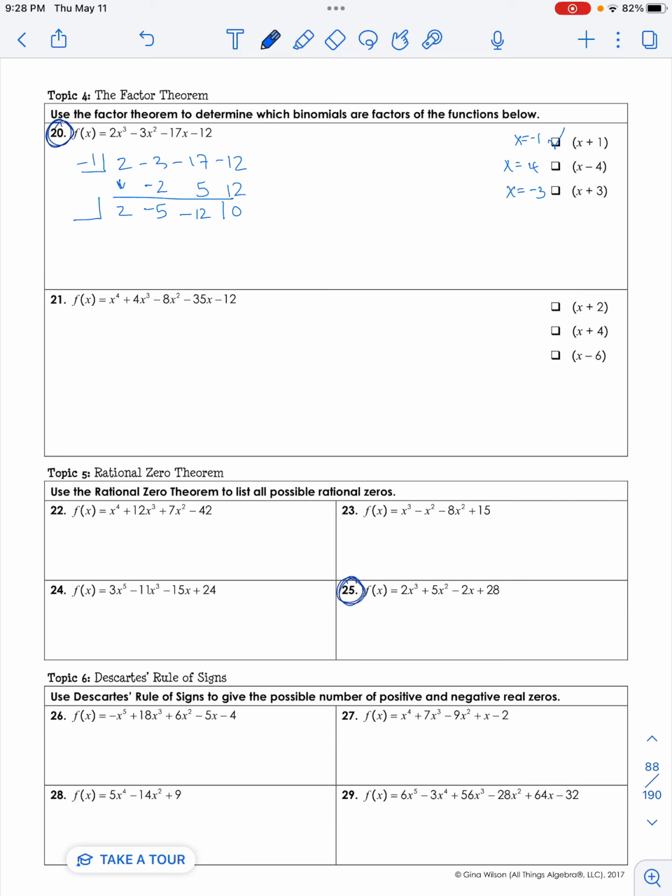I can continue to do synthetic division with the quotient, which is the answer I get when I divide. Now I can plug in the next possible root, which is 4, and bring the 2 down. That's 8, 3, 12, and 0.